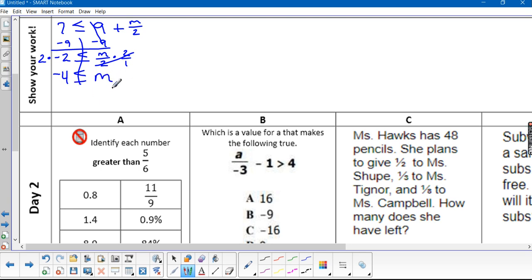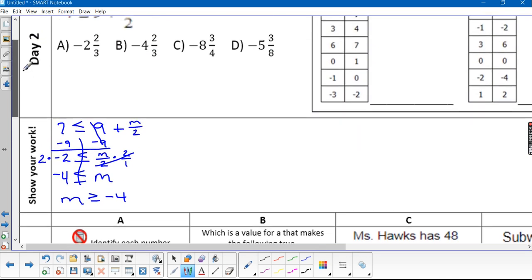Now, I don't want to graph like that. So I'm going to go ahead and pop my M over here. Do a little flip of the inequality. Now I got M is greater than or equal to -4. And I'm going to go ahead and graph this right here. So I make sure I get the correct answer going on.